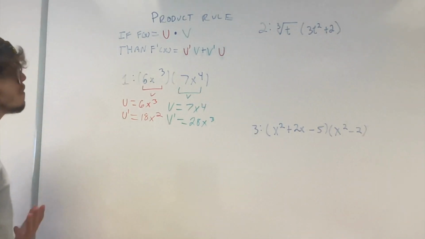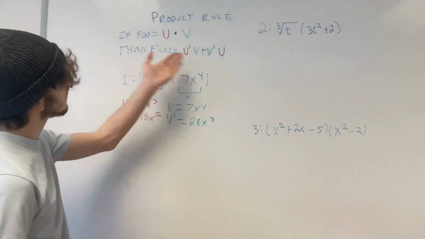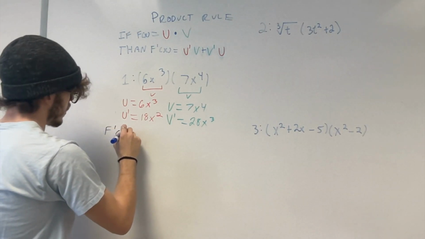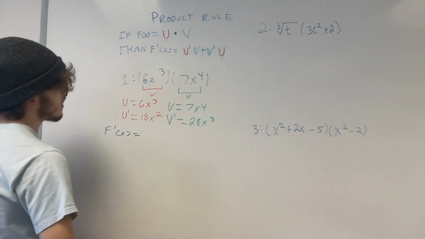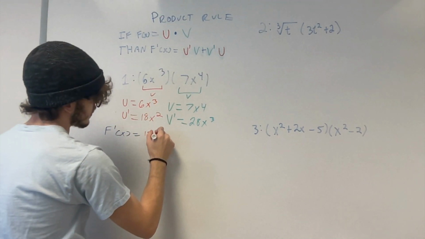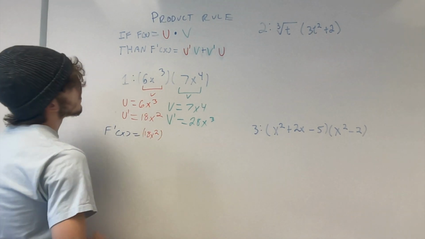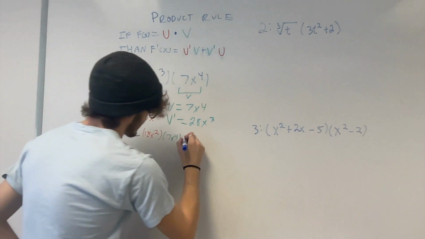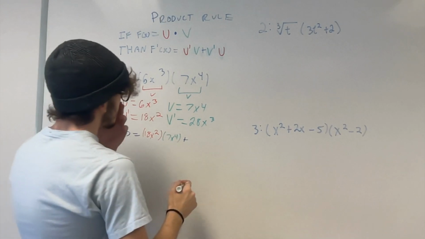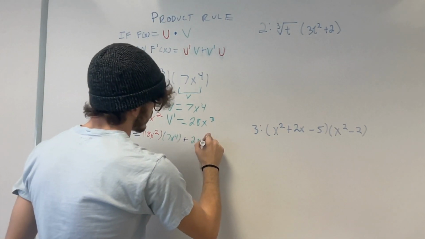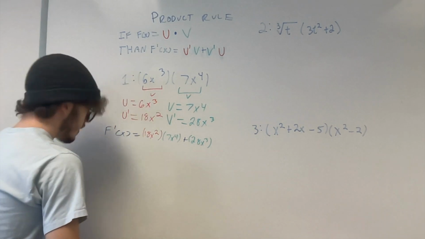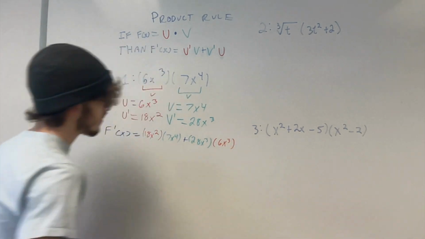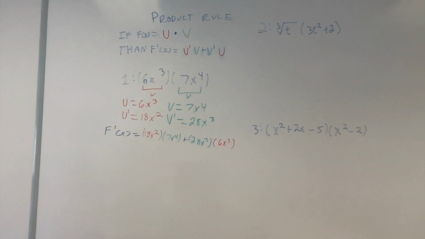So now that we have our terms, let's put it together in our f. We're saying that f prime of x is equal to this. So let's do that. 18x to the second, we're multiplying that by v, 7x to the fourth. We're going to add that to v prime of x, which is 28x to the third. And then we multiply that by u. And u in this case is 6x to the third. Okay, so we have our terms here set up.